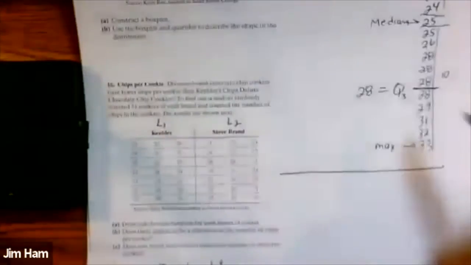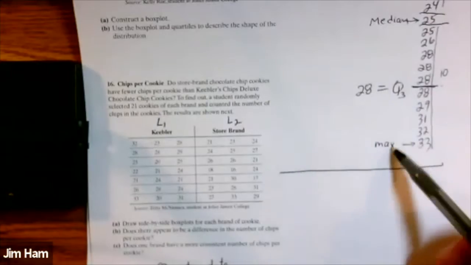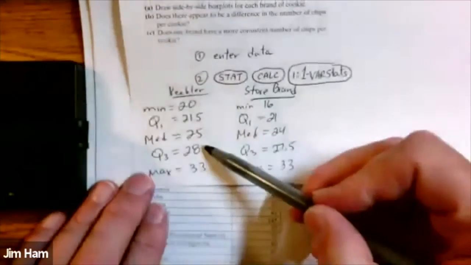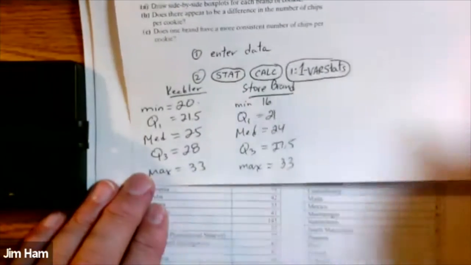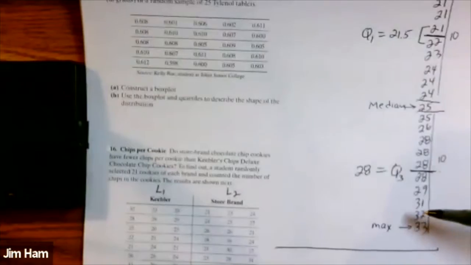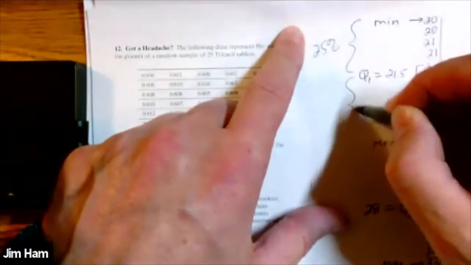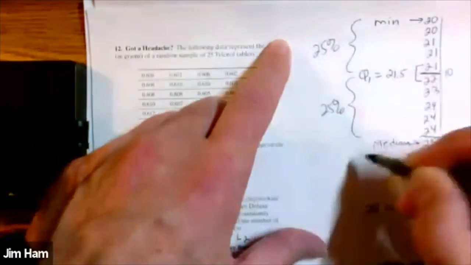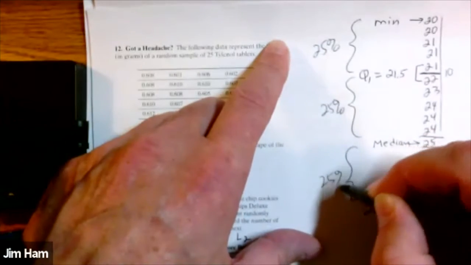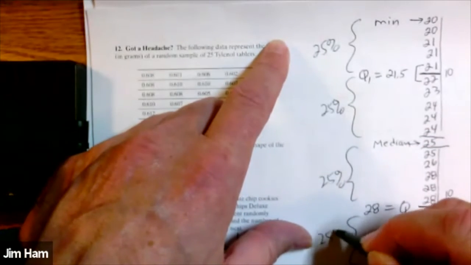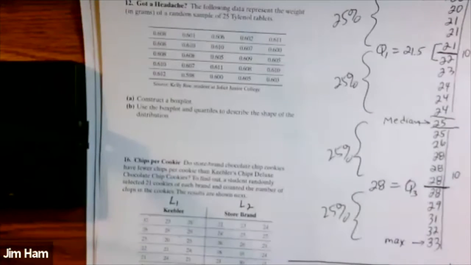So all these numbers should line up. Q3 and the max. So this is how you do it by hand. And what you have is 25% of the data here, 25% of the data here, 25% of the data, and 25% of the data as best we can do. And that's what quartiles do. They divide all of the data up into chunks of 25%.